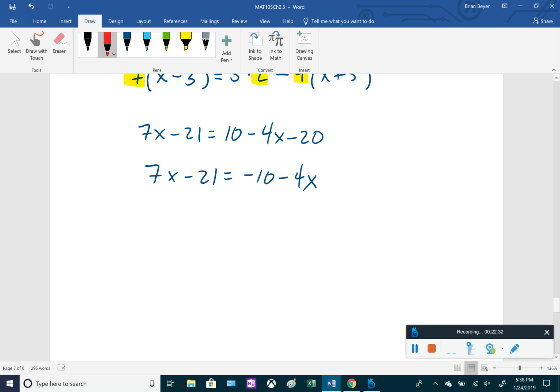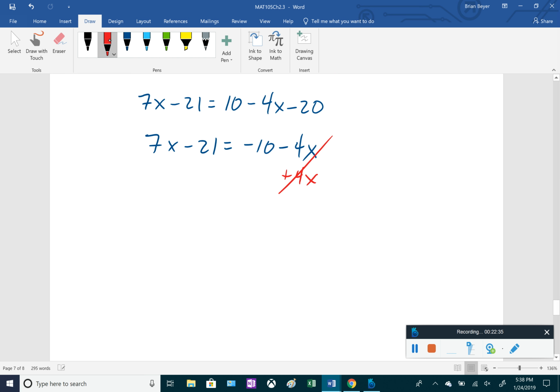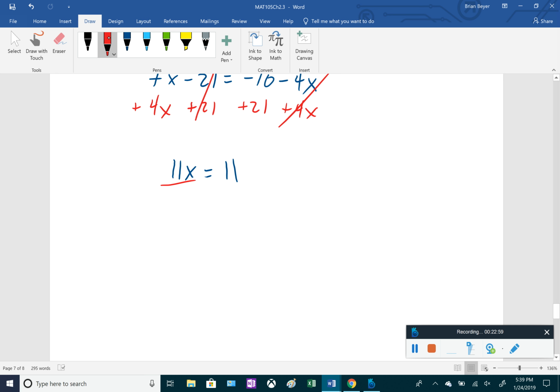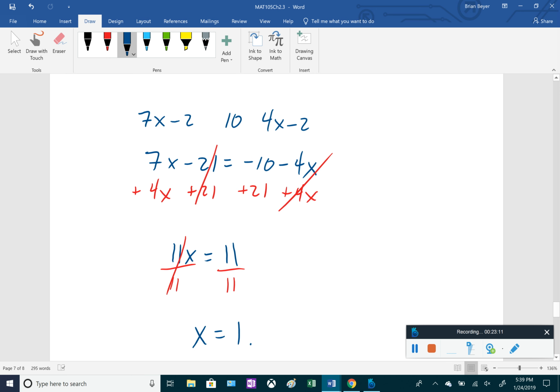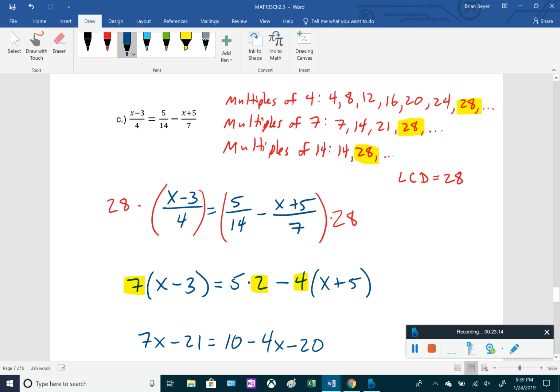And let's get all the variables on the left, so I'm going to add 4x. And in one step here, let's just add this 21 to get the constants on the right-hand side. So 4 plus 7 is going to give us 11, and then negative 10 plus 21 gives us 11 also. So 11x equals 11. 11 times what equals 11? Divide both sides by 11. We get x equals 11 over 11, which is 1. Okay, so you can go back up, plug that in, and that would work.